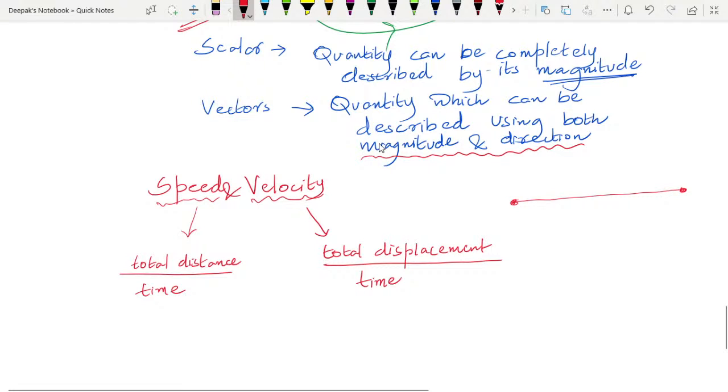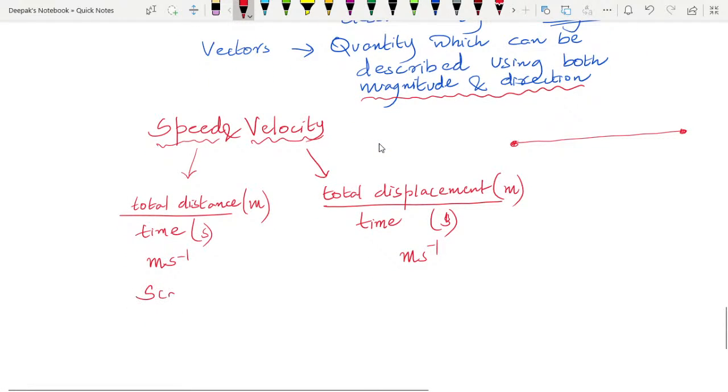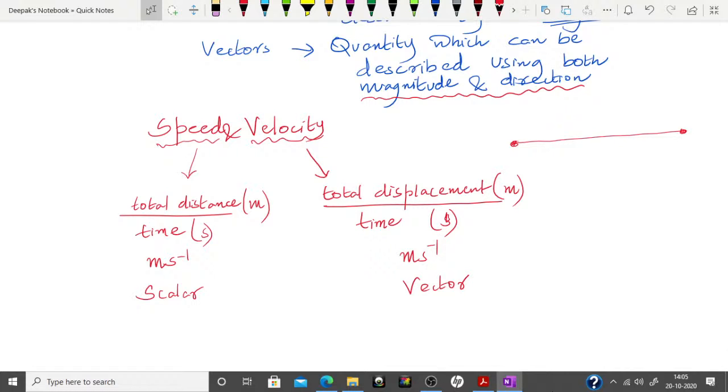So again, look, if you want to find the unit of speed, it will be meter divided by the unit of time, which is second. So the unit of speed is meter per second. They have the same units, but they are not the same thing, because speed is a scalar quantity and velocity is a vector quantity. Because velocity is a function of displacement, and displacement is a vector, velocity is also a vector, whereas speed is a scalar quantity. Understand? Yes or no? Speed and velocity, is the difference clear?